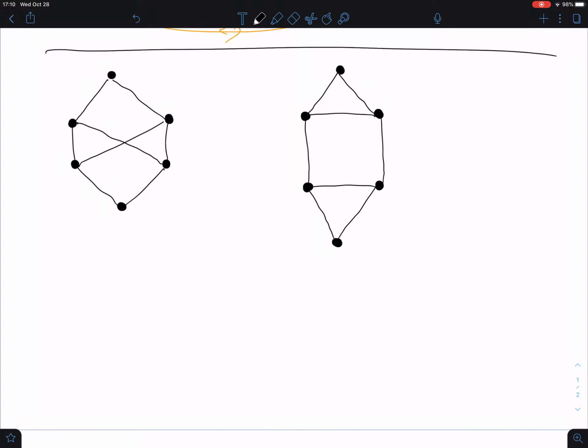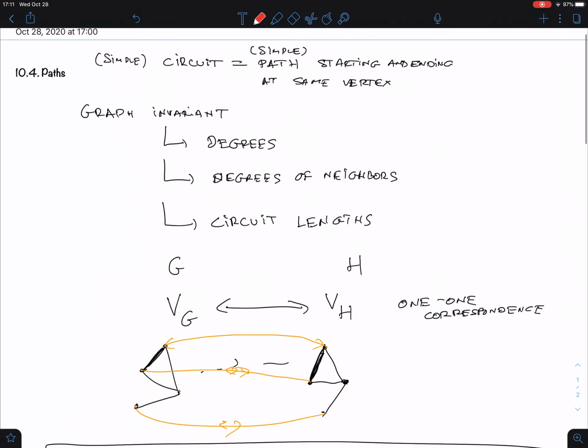The first thing that we did, if you remember, was to look at the degrees. So we have degree 2 here, then 3, 3, 3, 3, and 2. What do we have here? 2, 3, 3, 3, 3, and 2. Oh, okay, so that matches. As far as the degrees are concerned, it checks out. So that makes them possibly isomorphic.